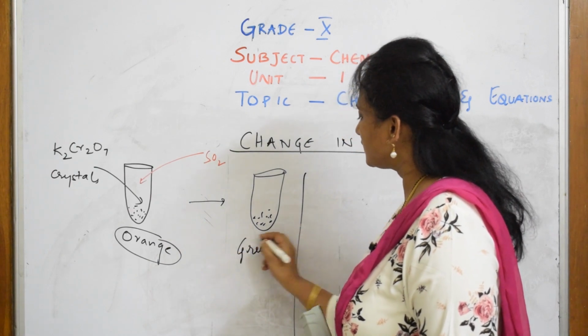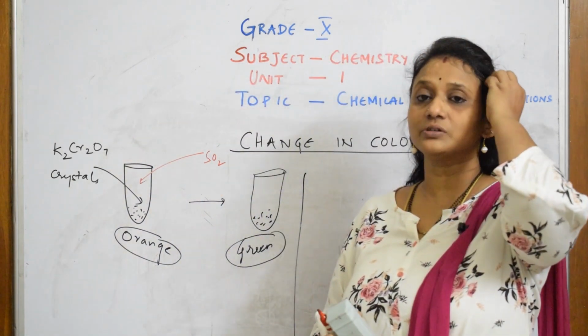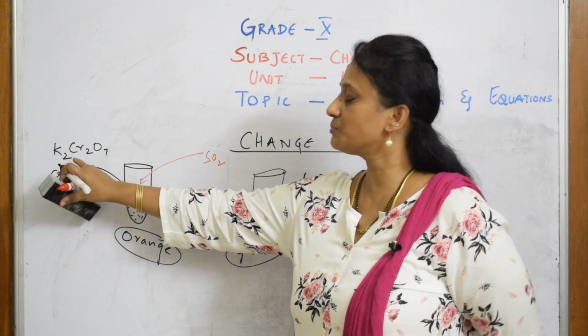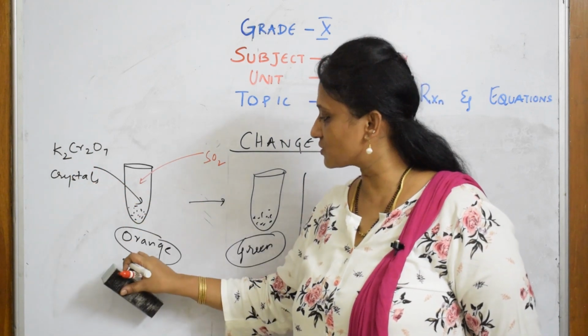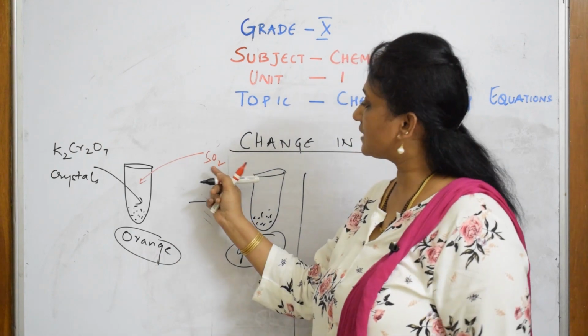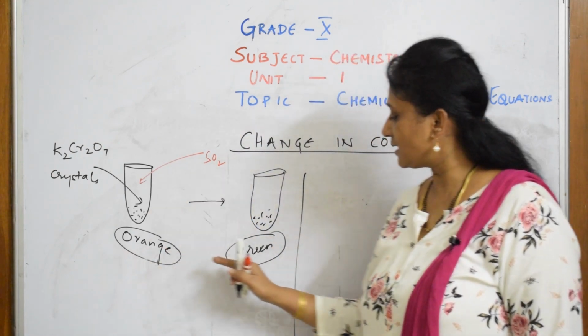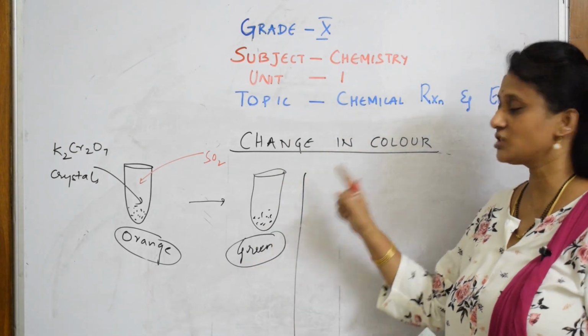So isn't it a change in color? So what should you remember? You need to remember one of the characteristics of a chemical reaction: when orange potassium dichromate crystals are taken and sulfur dioxide gas is passed to it, the orange crystals are immediately converted into green crystals. Remember that. So isn't it a change of color?